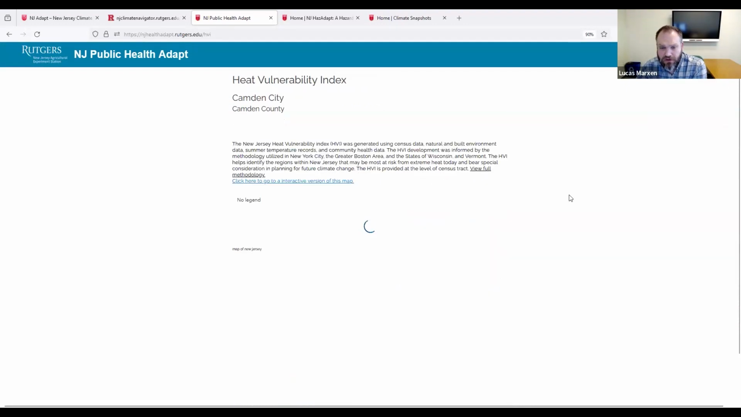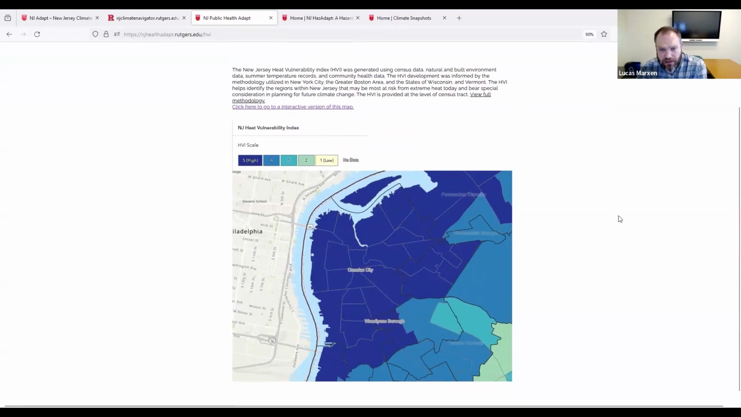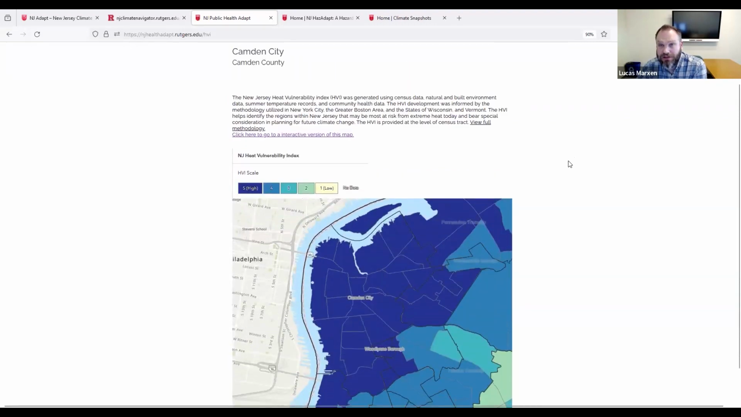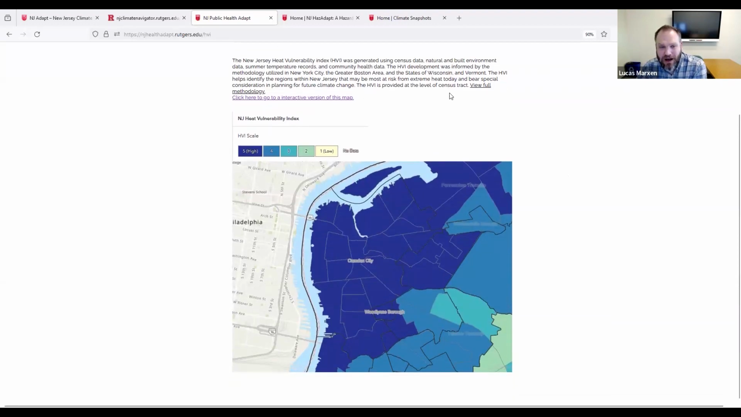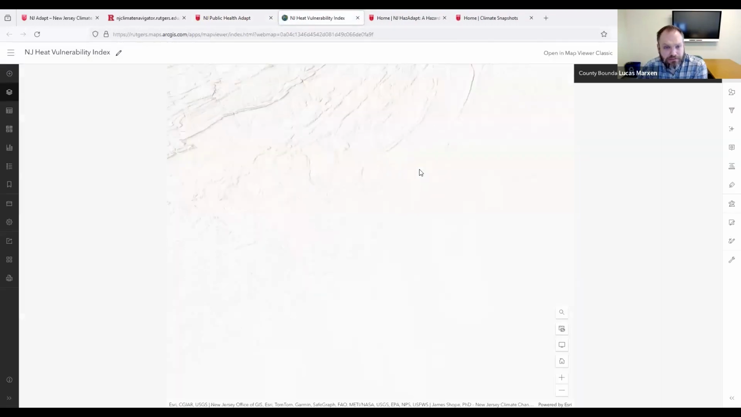The next report is our heat vulnerability index. So we talked about this a little already, but this was a methodology that was designed here at Rutgers that takes from heat vulnerability index studies that were done in other states and areas. We have a link out to our full methodology that you can view if you want to see how that was done. And then we also have a link out to our interactive version of the map, which I'll quickly open up just so you can see that.